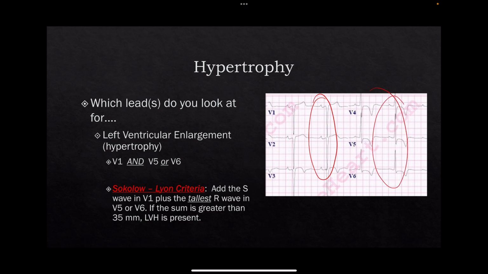Okay, this is left ventricular hypertrophy because the left side of the heart is showing the changes. V5 and V6 are your left side of the heart. V1 and V2 are your right side. That's why when you start seeing bundle branch blocks, if it's a right bundle branch block, you see it in V1, V2. If it's a left bundle branch block, you see it lateral, V5, V6.